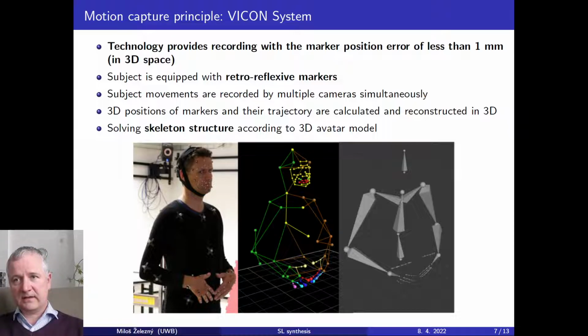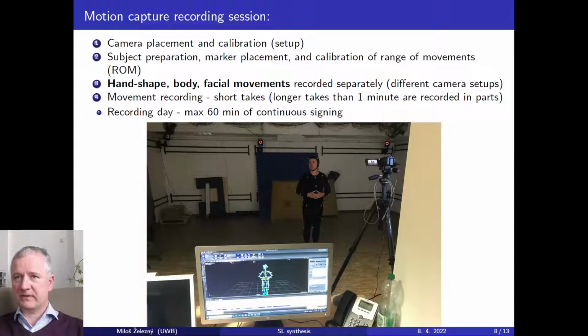We used a motion capture system called Vicon. It is standard in computer animation for movies and computer games. The subject is equipped with retroreflective passive markers, and we record the movement of these markers with several cameras simultaneously, and the system then computes 3D positions of the markers. The system provides a position error of roughly 1 millimeter or even better. As a result, the system provides a skeleton structure that can be directly used for animation or processed for other purposes.